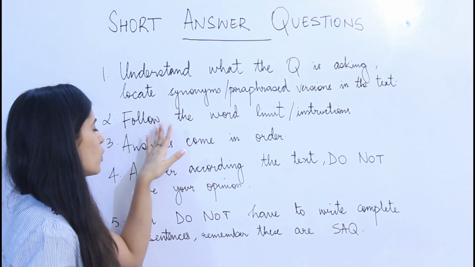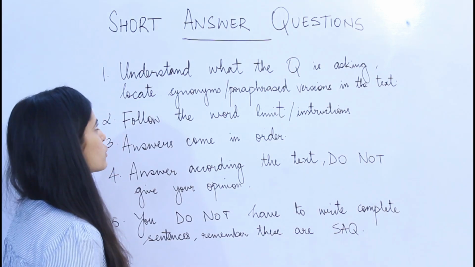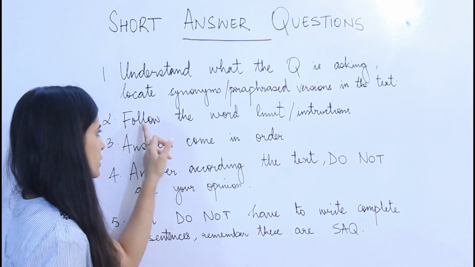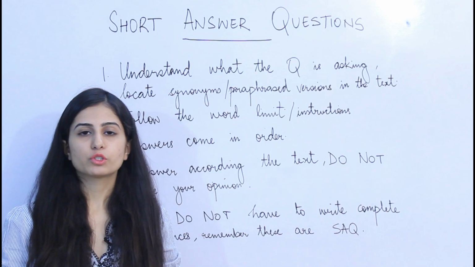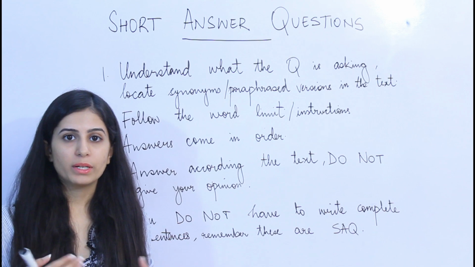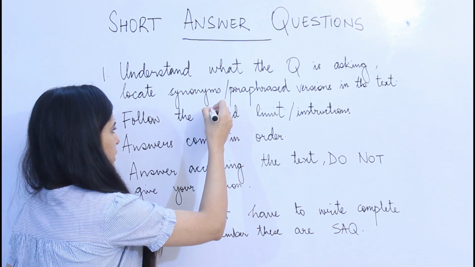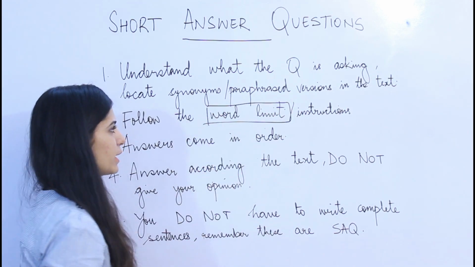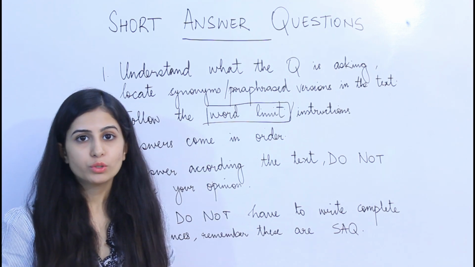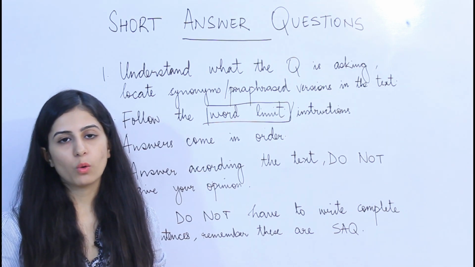Second point is follow the word limit or the instructions. This is specific to this particular short answer question type. Here the instructions or the word limit refers to no more than 3 words, no more than 2 words, write only 1 word or number. So you have to adhere to the word limit, because let me tell you one thing, if you write more than what is instructed to you, you would be scored less.